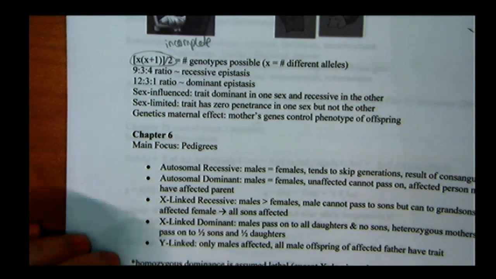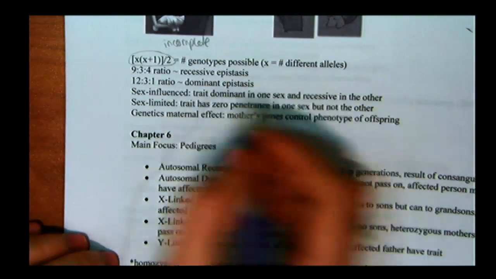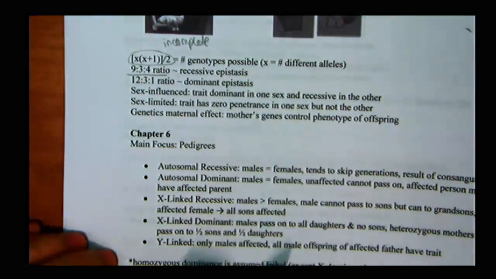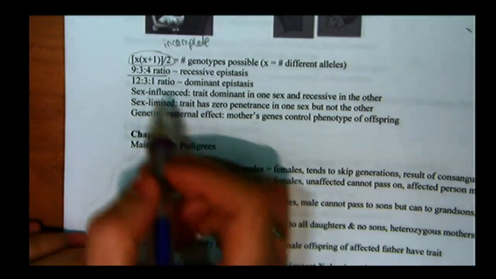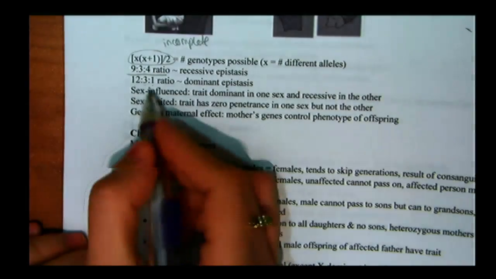And here I do give you some of the ratios. Your 9:3:4 ratio was your recessive epistatic ratio. Your 12:3:1 ratio was your dominant epistatic ratio. So be able to recognize those because it'll make the exam go a lot quicker.